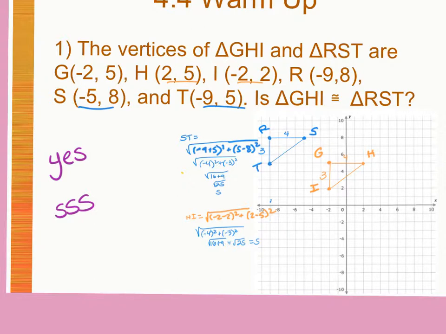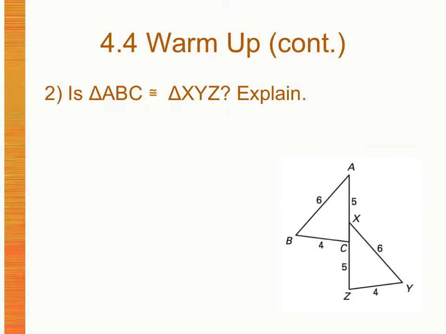And then number 2 says, is triangle ABC congruent to XYZ, and explain. So again, we only know one shortcut, which is side, side, side. Do I have a match to side 6? Yes. Do I have a match to side 4? Yes. And then the other one, I only am given that this is 5 and this is 5. But what's true about the little segment that is left off of both of those sides? It would be the same.